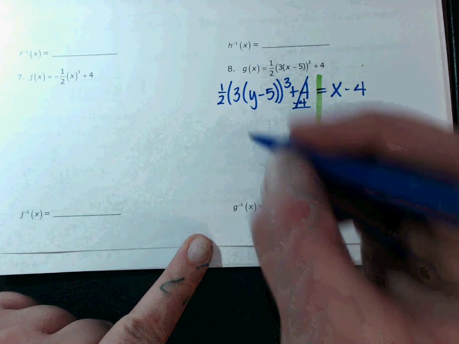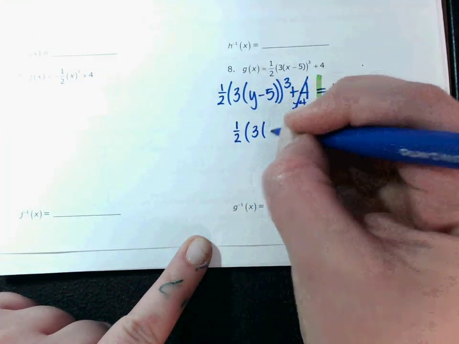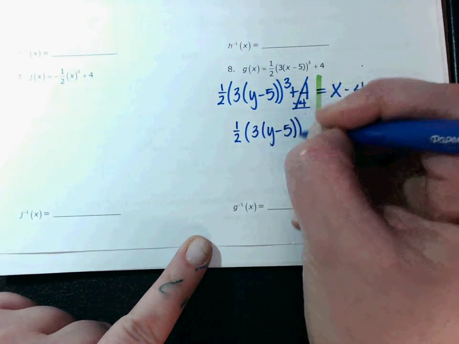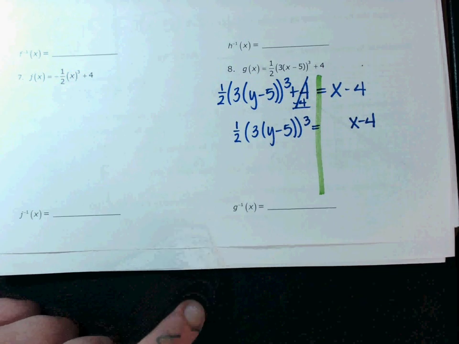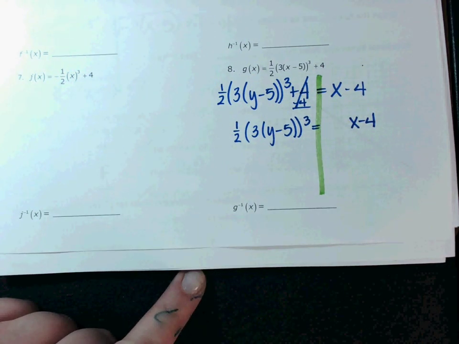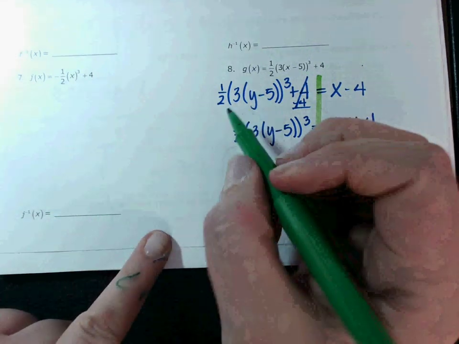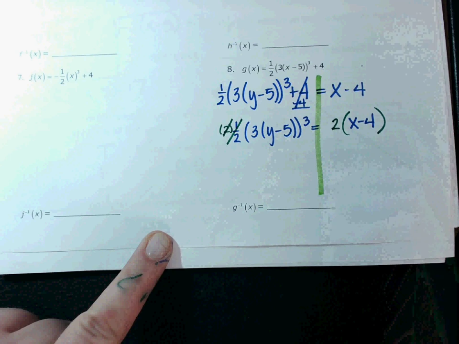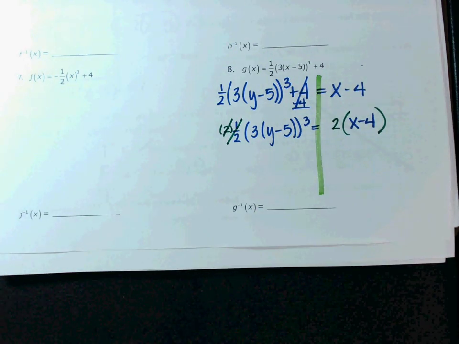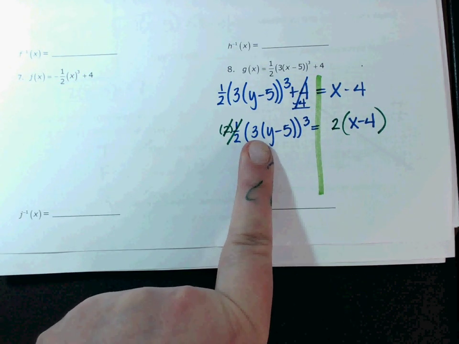Okay, so look next. I have 1/2 (3y minus 5) cubed equals x minus 4. How do I get rid of a half? I times by what? 2. So I'm going to times by 2 here to cross it out. Here, put parentheses. Now from here, can I, as my next step, divide by 3?